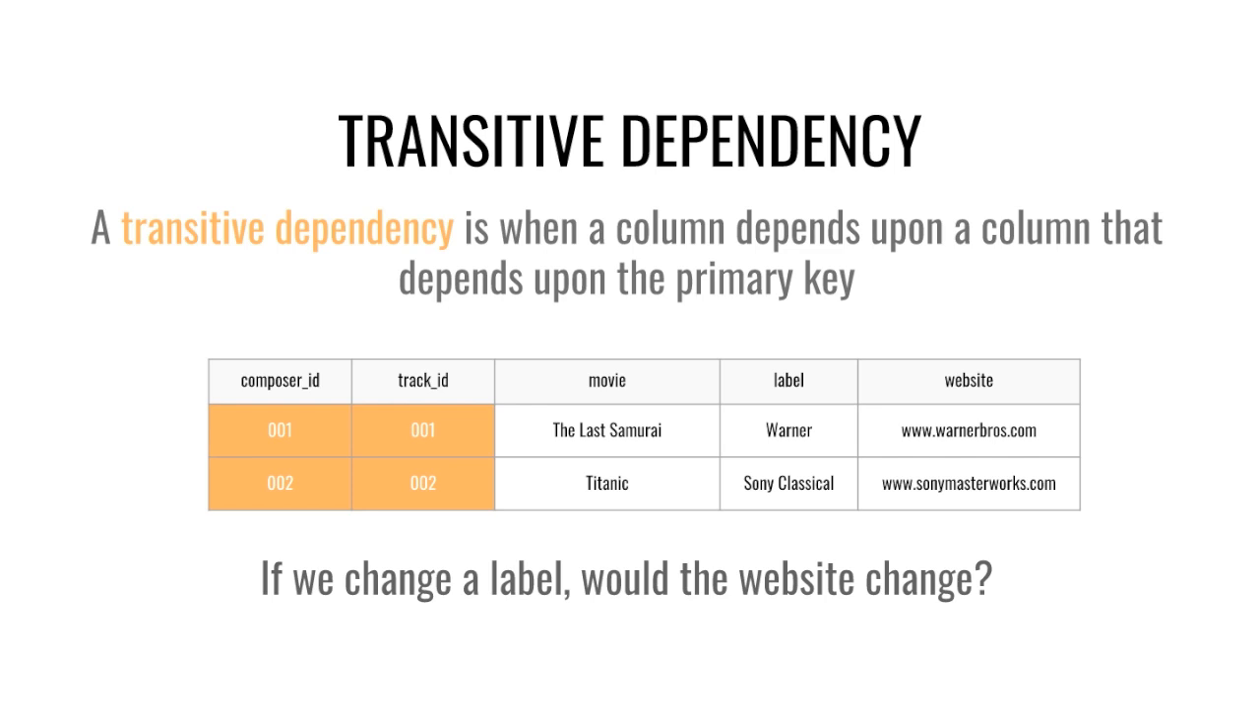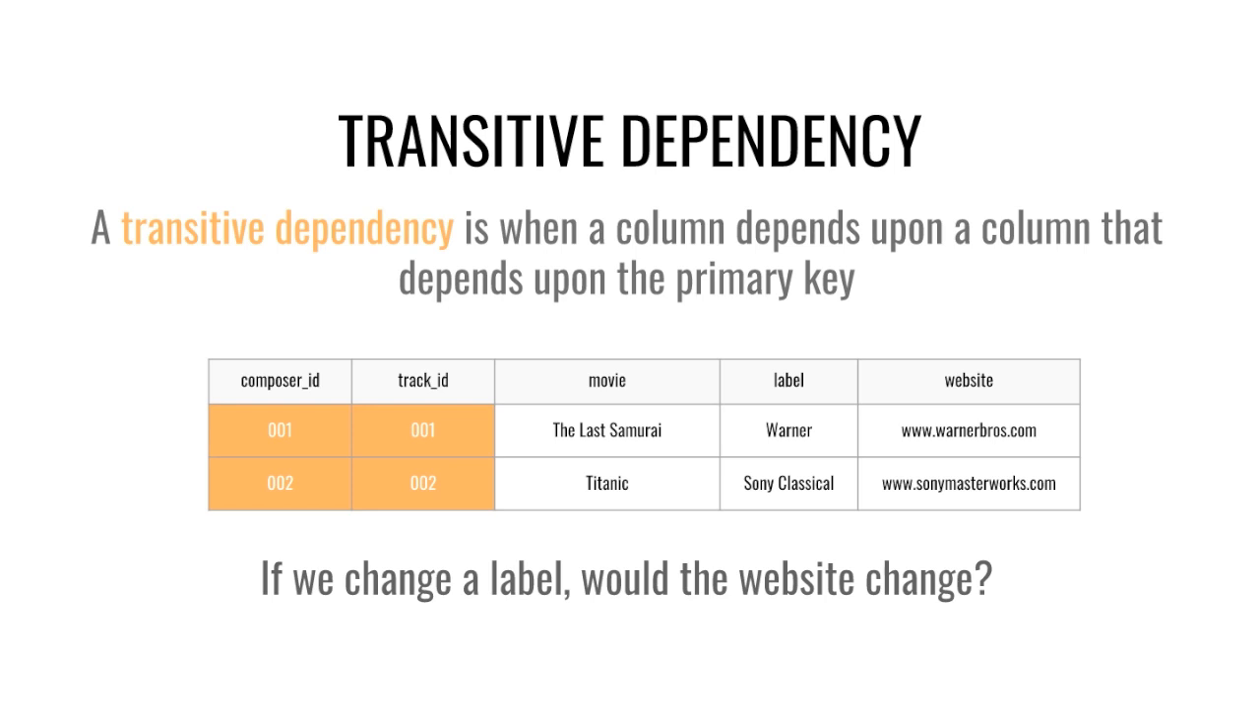And the best way to explain this is through this table here. So we have a composer ID and a track ID. We have a movie, a label, and a website. And we ask the question, does movie depend on the primary key? Yes, it does. Does label or website? Well, there's a potential problem there. Because if we change label from Warner to Turner, for example, website would also need to change. So website is linked to label more so than it's linked to the composer, the track ID.